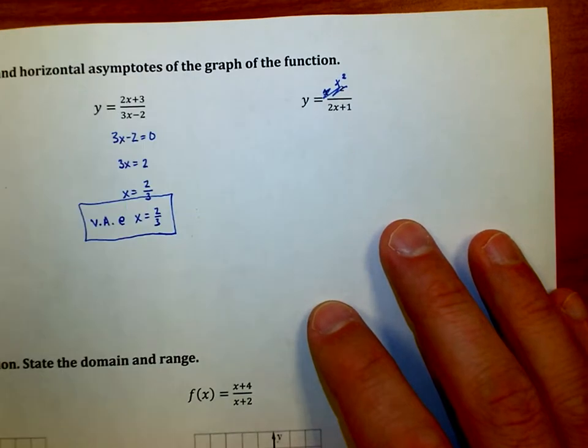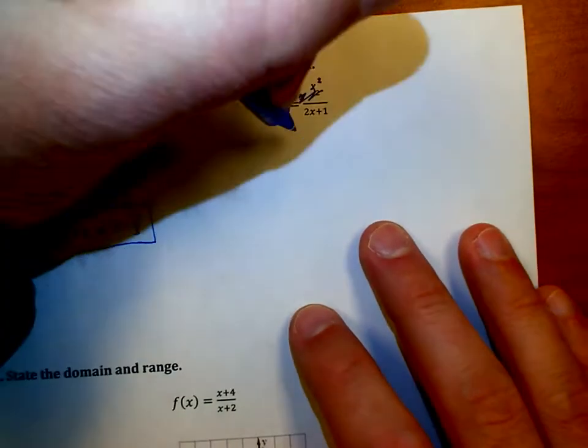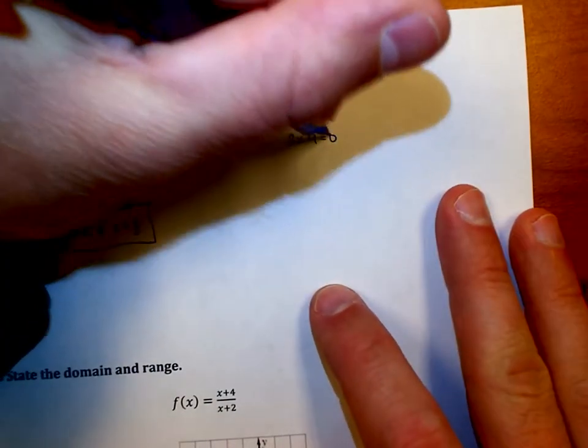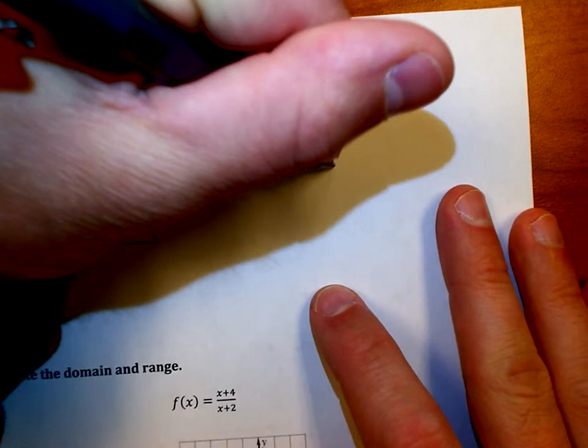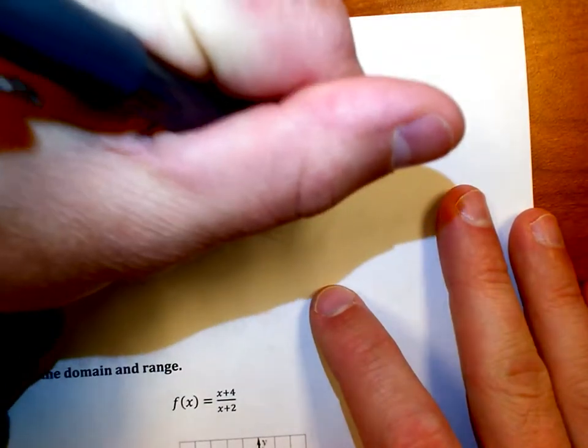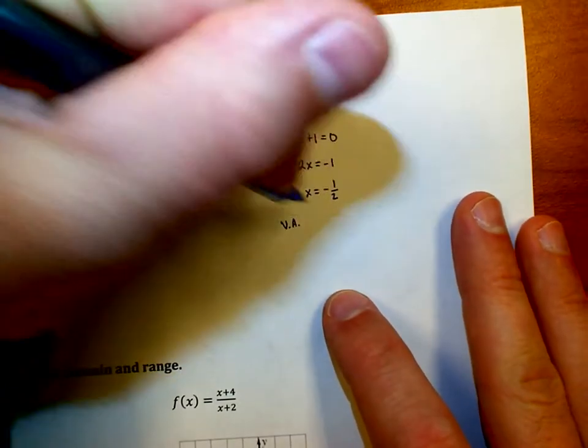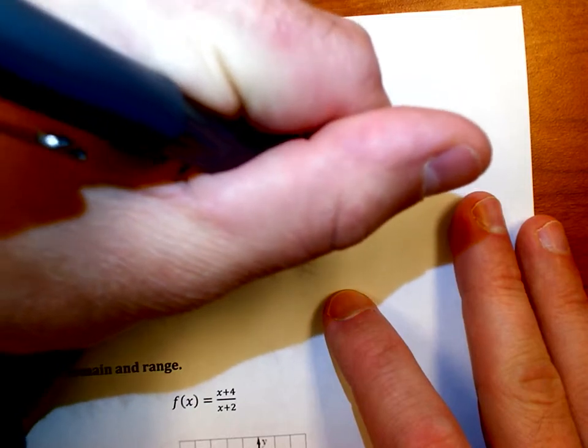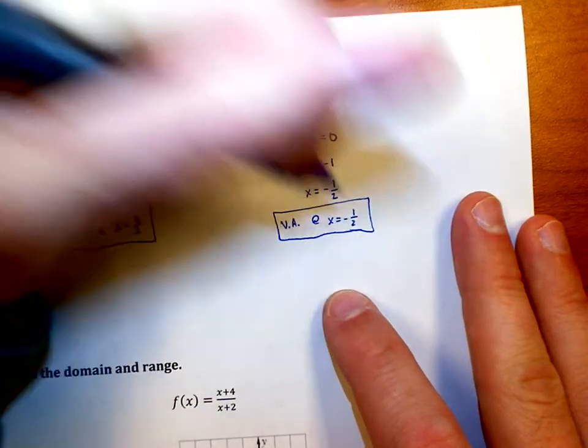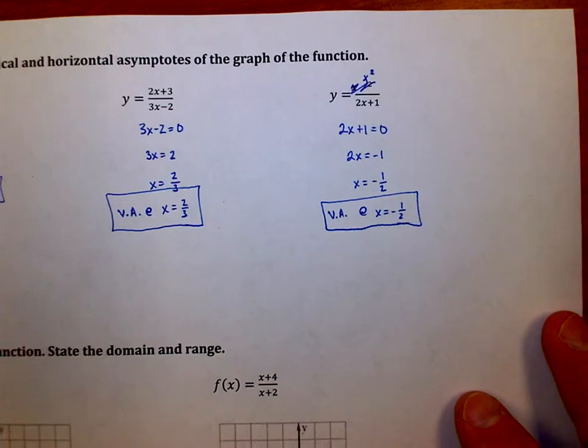I could prove it to you again. We would see the same graph, except instead of going left 4, we'd go right 2/3. Over here, 2x plus 1 is equal to 0. That means 2x is negative 1. That means x is negative 1/2. So I have a vertical asymptote at x equals negative 1/2. Okay? So there's the first step to the problem.